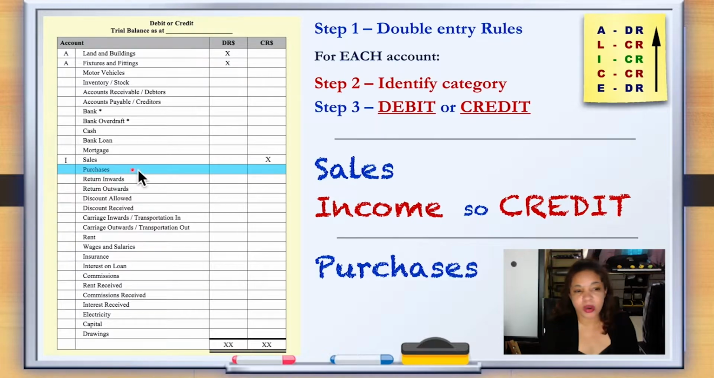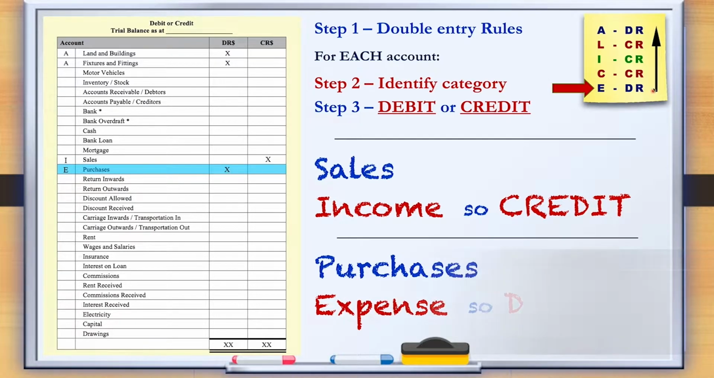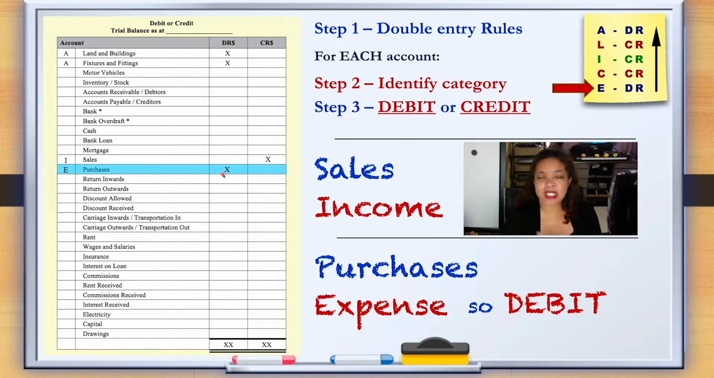Purchases, purchases is always the opposite of sales. So purchases is an expense, and as an expense, it will go under the debit column. So that is basically it. For the majority of it, that's all you do for each one. You go to inventory, which one of ALICE is it? And if it's an asset, you put it under the debit column. If you find a liability like bank loan, for example, bank loan is a liability, so it will be entered under the credit column. Very, very simple.